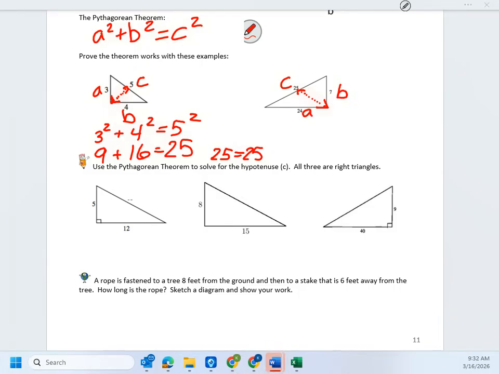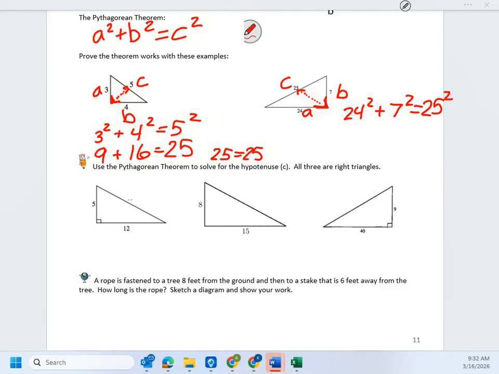So it doesn't matter which one I call A and which one I call B, because we're just adding them together. 2 plus 3 equals 5. 3 plus 2 equals 5. Doesn't matter which one we put first. We just know the two that make up that right angle are the A and the B. So let's put this into our formula. A squared is 24 squared plus B squared, so that's 7 squared, equals C squared, 25 squared.